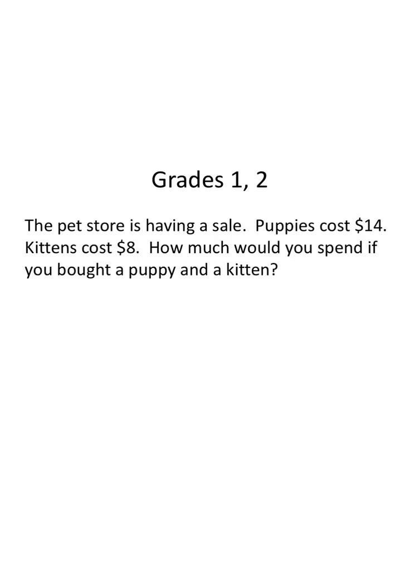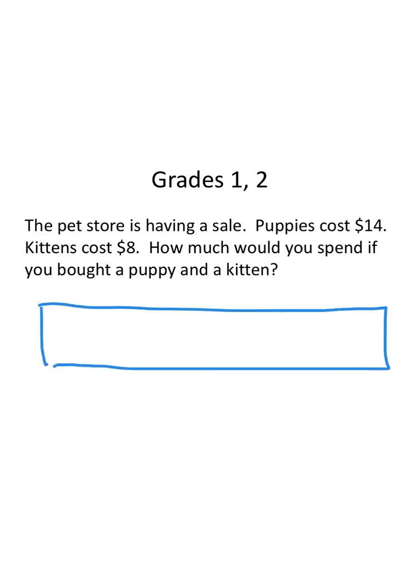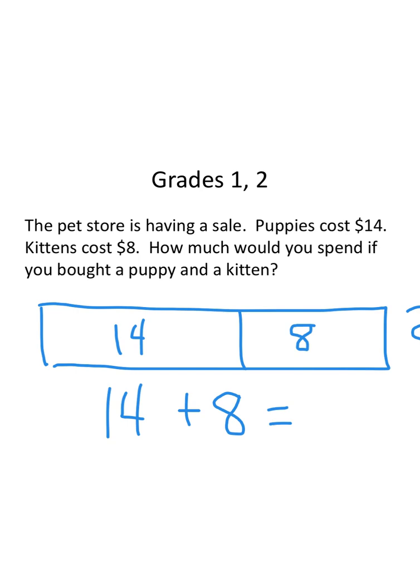Okay, the pet store is having a sale. Puppies cost $14, kittens cost $8. How much would you spend if you bought a puppy and a kitten? Well, that would be my 2 parts. So one part is a puppy at 14. One part is a kitten at 8. They want to know the total. So it's just an addition equation, 14 plus 8. And then you've taught them a strategy to solve that to get $22.